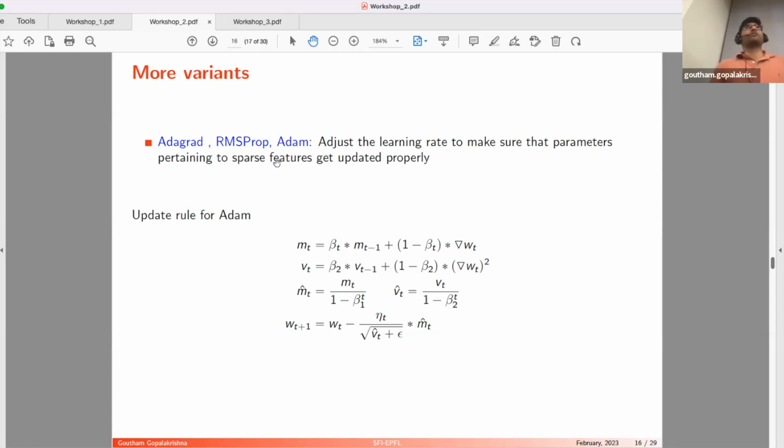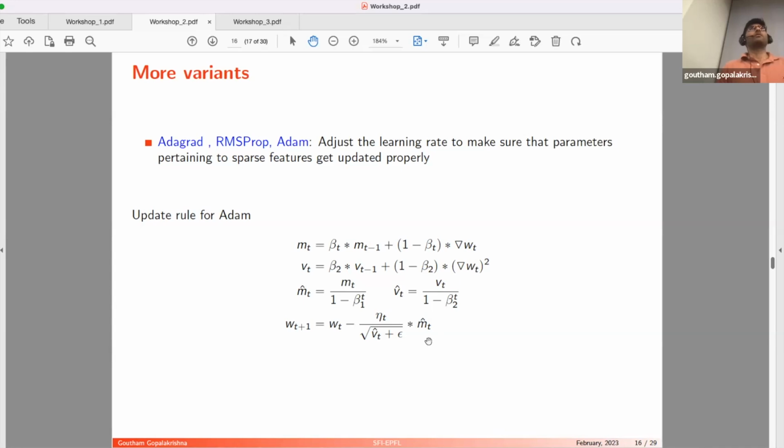A similar variant is root mean square propagation, and the Adam optimizer, which is an adaptive momentum optimizer. They all just vary the learning rate in some form or the other. What I show here is an update rule for Adam. Again, let's start from the last equation, which is very familiar to us. In plain vanilla gradient descent, this is just eta, and this will be the gradient.